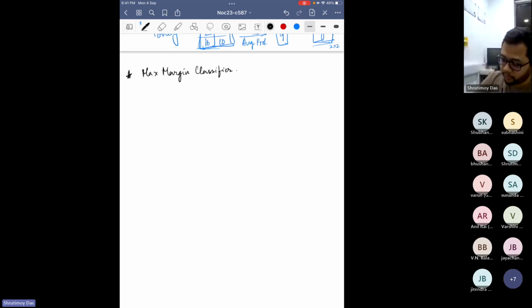But in soft margin, we were allowing some slack, right? So suppose this is your positive class, this is a negative class. We're saying that if this is your margin, some points could be here, or your red points could be here, even here. So these all depend on the penalty term that you choose.